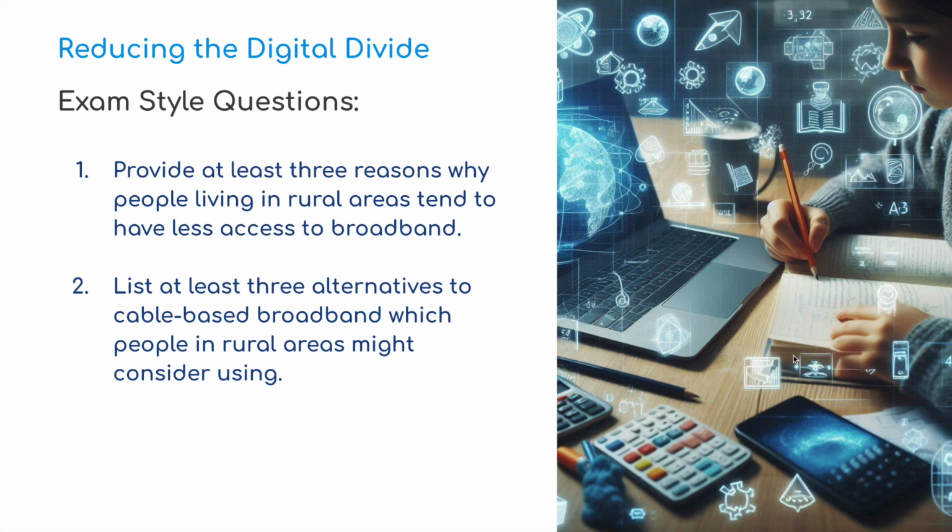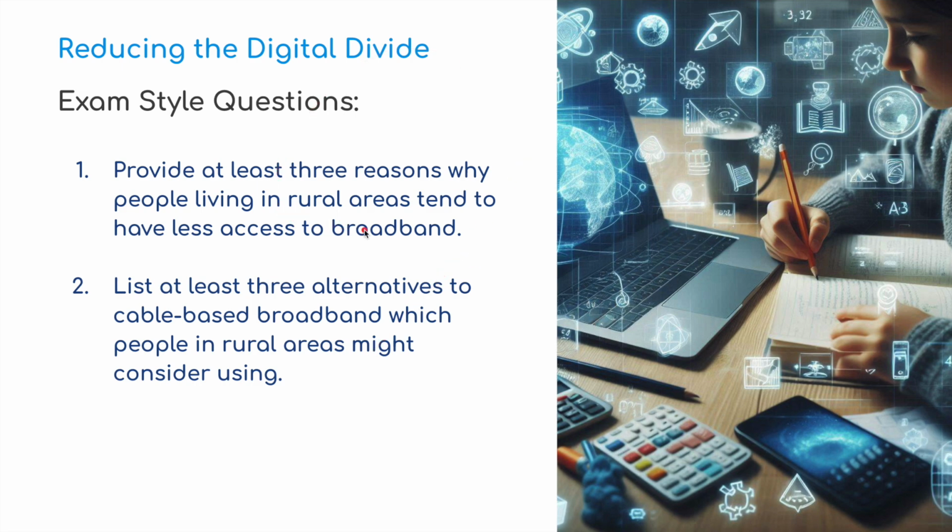Okay, here I've got a couple of exam style questions I'd like to have a little look at. I'll show you my answers in a moment, but have a little read through. Provide at least 3 reasons why people living in rural areas tend to have less access to broadband. And number 2, list at least 3 alternatives to cable-based broadband which people in rural areas might consider using. So have a think about that.